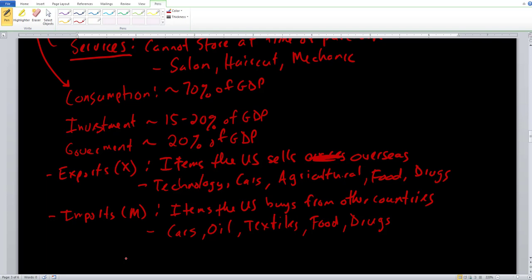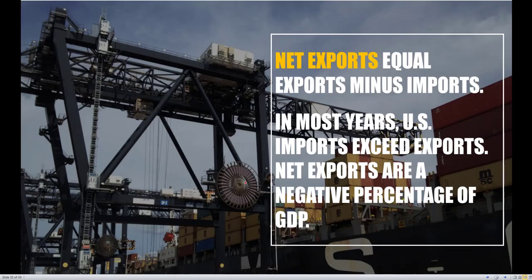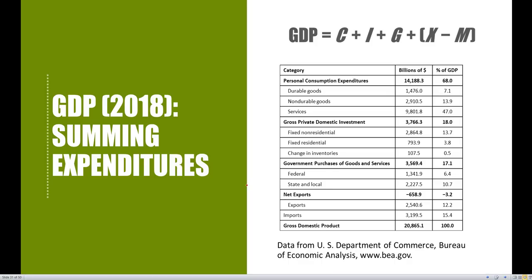So now that we have a better idea of the components of GDP, we have consumption, investment, government spending, imports, and exports, we can go ahead and see exactly how all of these are going to come into play in the calculation of GDP itself when we take a look at this balance sheet right here, and we'll go a little bit more in depth into that in our next lecture video.